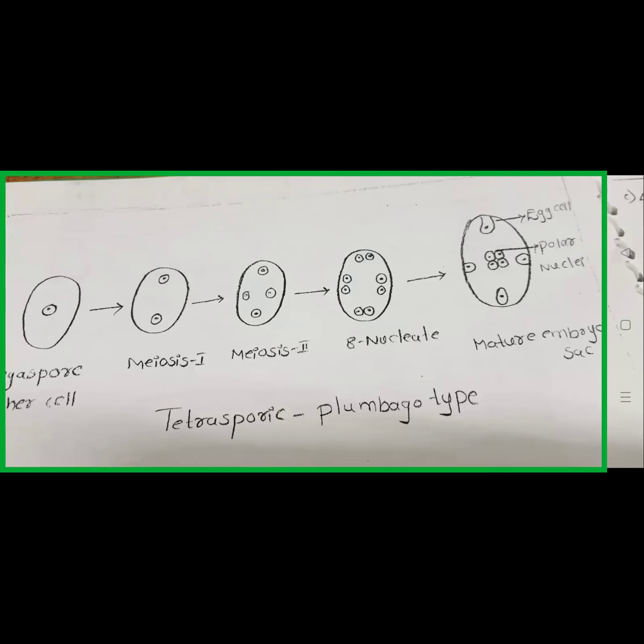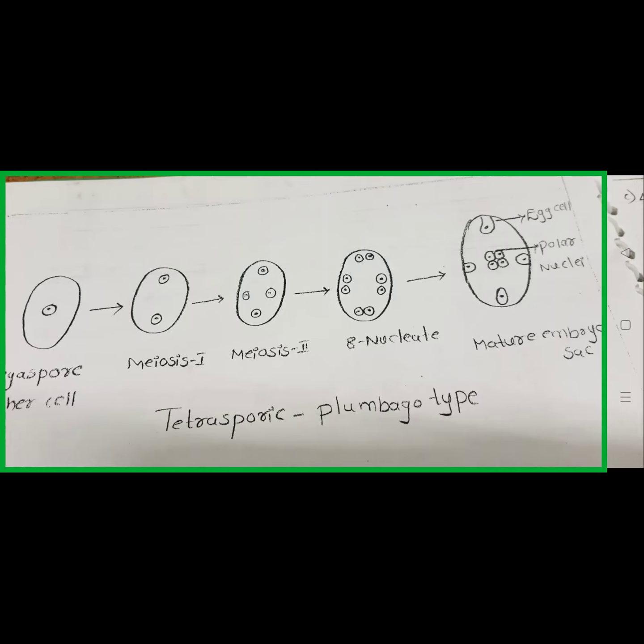If we remember the 1+1+1+1 arrangement, that is also an 8 nucleate embryo sac. So remember Peperomia, Penaea, Drusa as PPD. 16 nucleate means PPD: Peperomia, Penaea, Drusa. 8 nucleate means Adoxa, Plumbago, Fritillaria: APF. Remember it like this as a shortcut, APF. But in Adoxa it is a 2+2 arrangement, in Plumbago type a 1+1+1+1 arrangement. Okay, clear? Yes, madam.